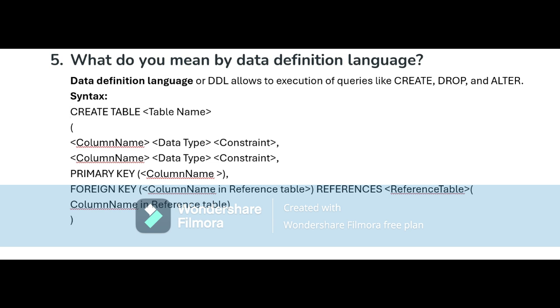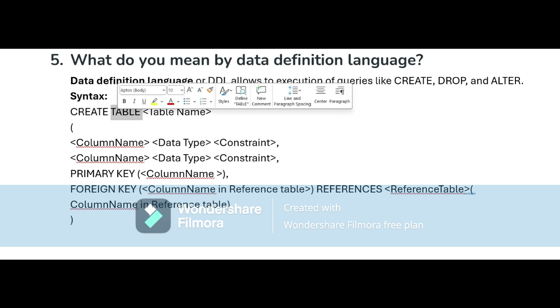The syntax for DDL is create table, then the table name, whatever name you want to give, and the column name. After that we also have to mention the data type, and constraints also, like not null. You can give another column name, and mention its data type and constraint also, and so on. You can give multiple column names with their data types and constraints.